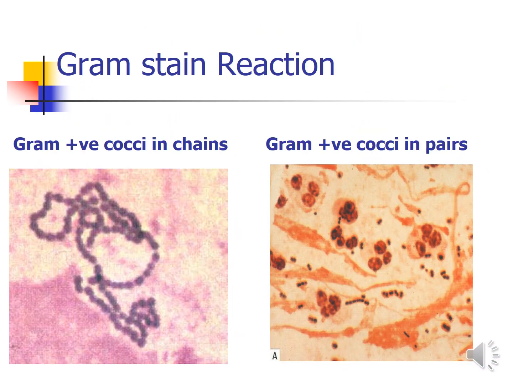So this is how a gram-positive bacteria will look. The first one is gram-positive bacteria in chains, and the second one is in pairs. You can see that gram-positive is purple in color, and gram-negative, if you see, will be pink in color.